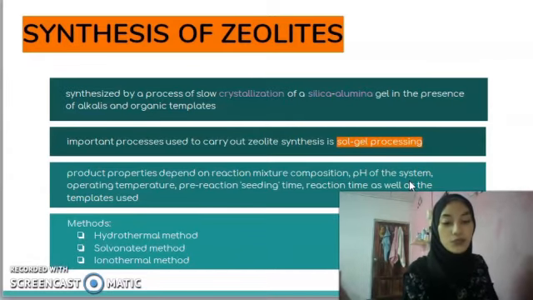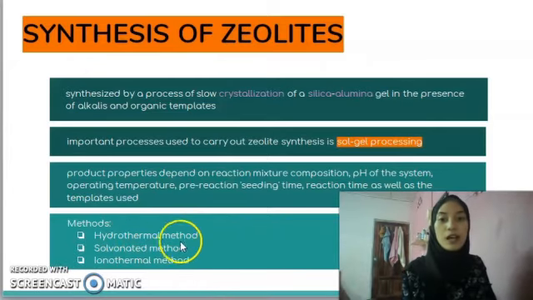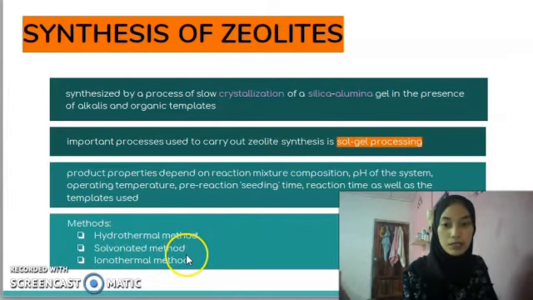The method is used for the fabrication of metal oxides, especially the oxides of silicon and also titanium. The product properties depend on reaction mixture composition, pH of the system, operating temperature, pre-reaction time as well as the templates used. The synthesis of zeolites is carried out in liquid phase and there are three methods used, which are the hydrothermal method, solvothermal method and also ionothermal method.